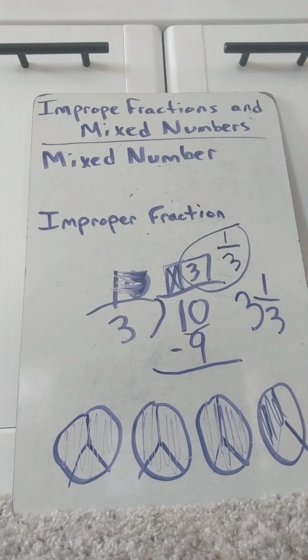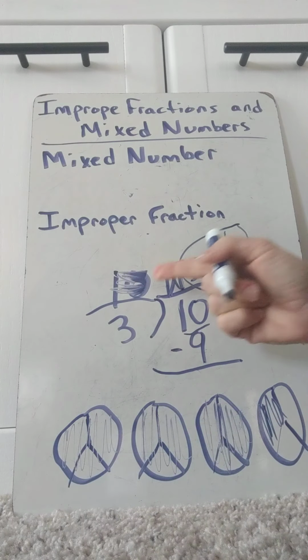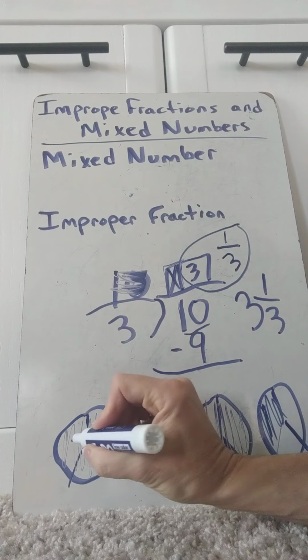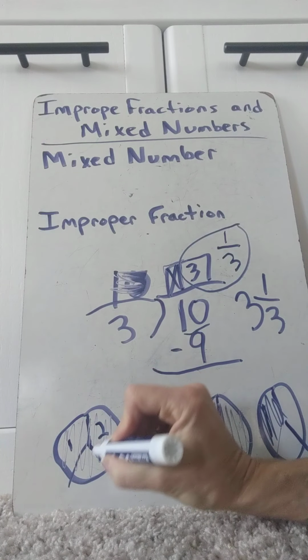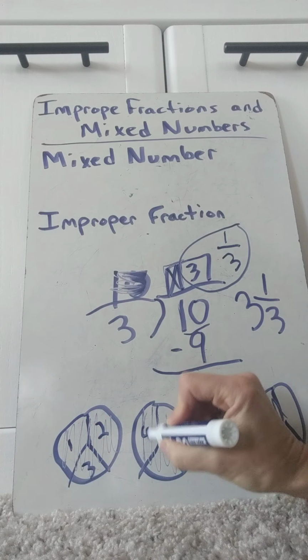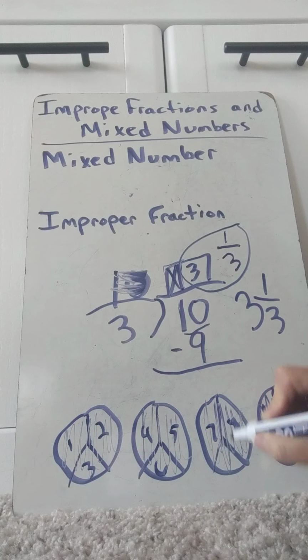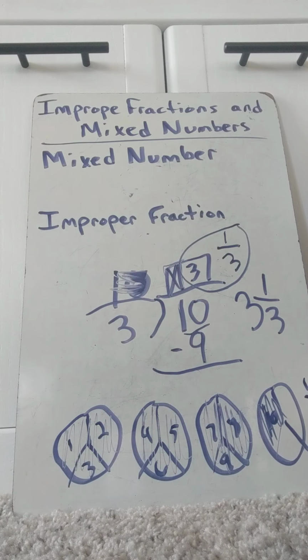Okay, now let's count how many we shaded in. Ready? It should be 10, because 10/3 was our improper fraction. 1, 2, 3, 4, 5, 6, 7, 8, 9, 10. And each circle is broken into 3 equal parts. So this improper fraction is 10/3, they're equal. 3 1/3 is equal to 10/3.